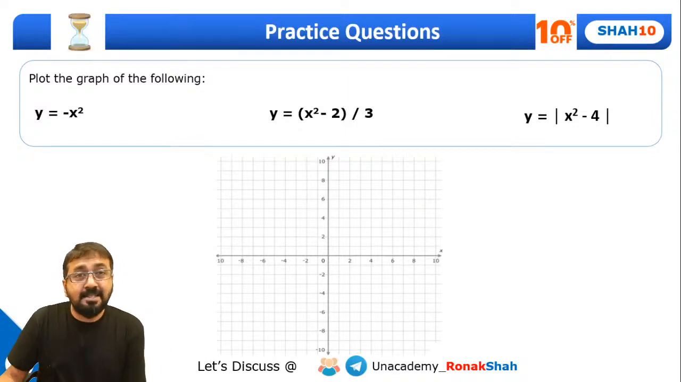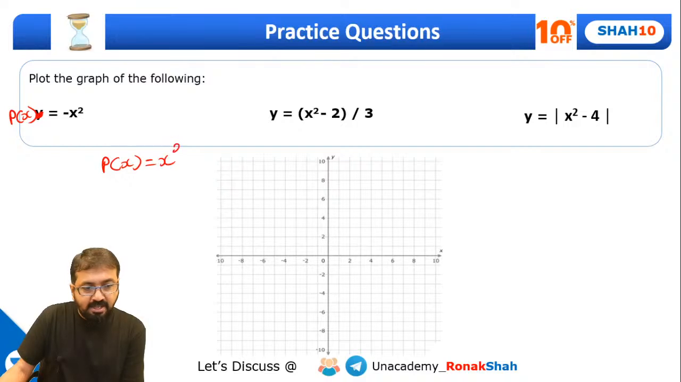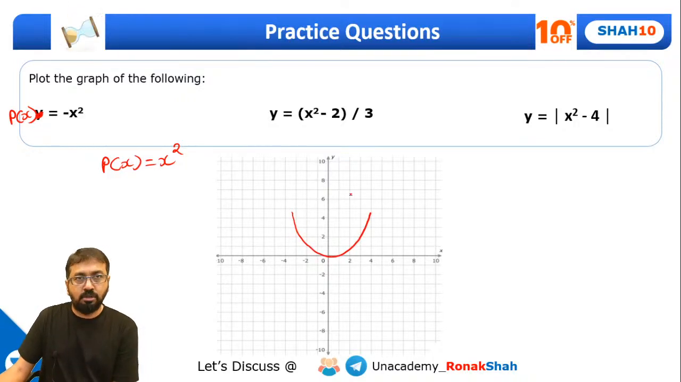Now guys, this is a quadratic polynomial. Instead of y, you can also call it p of x equal to x square. So let's understand what is the graph of p of x equal to x square. Guys, p of x equal to x square, the graph will be a perfect parabola, something like this one. This is how the graph would look, right?